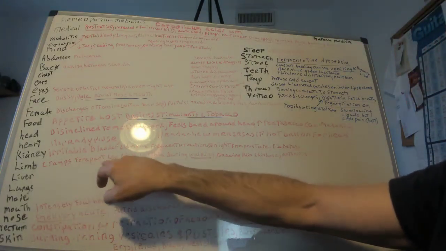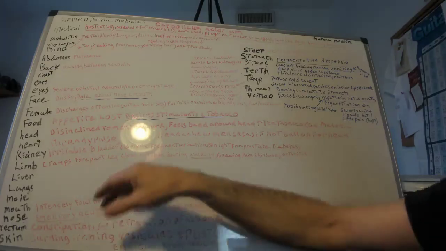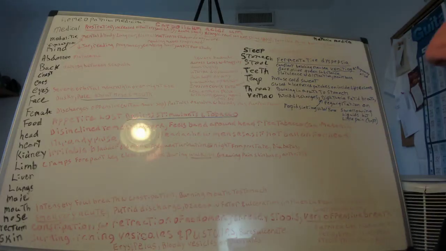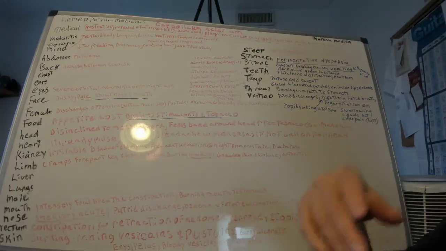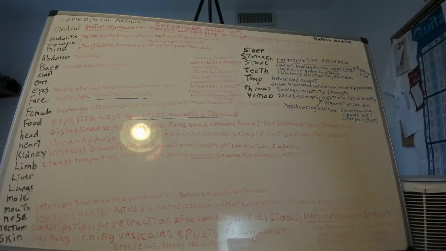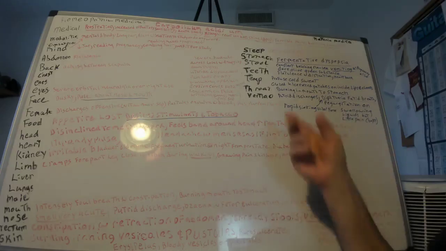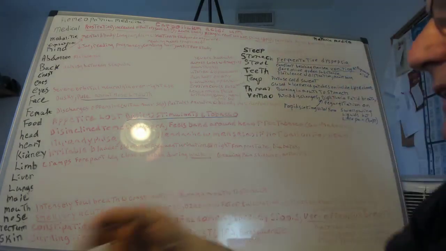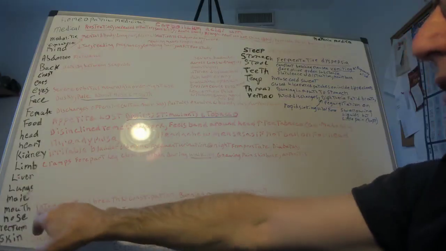Cramps in forepart of leg, front of leg, close to the tibia during walking. So they have these pains in the front of their leg during walking. Gnawing pain in the shin bone, and any kind of arthritis in the limbs. You'd consider Carbolicum acidum. No liver, lungs, male.